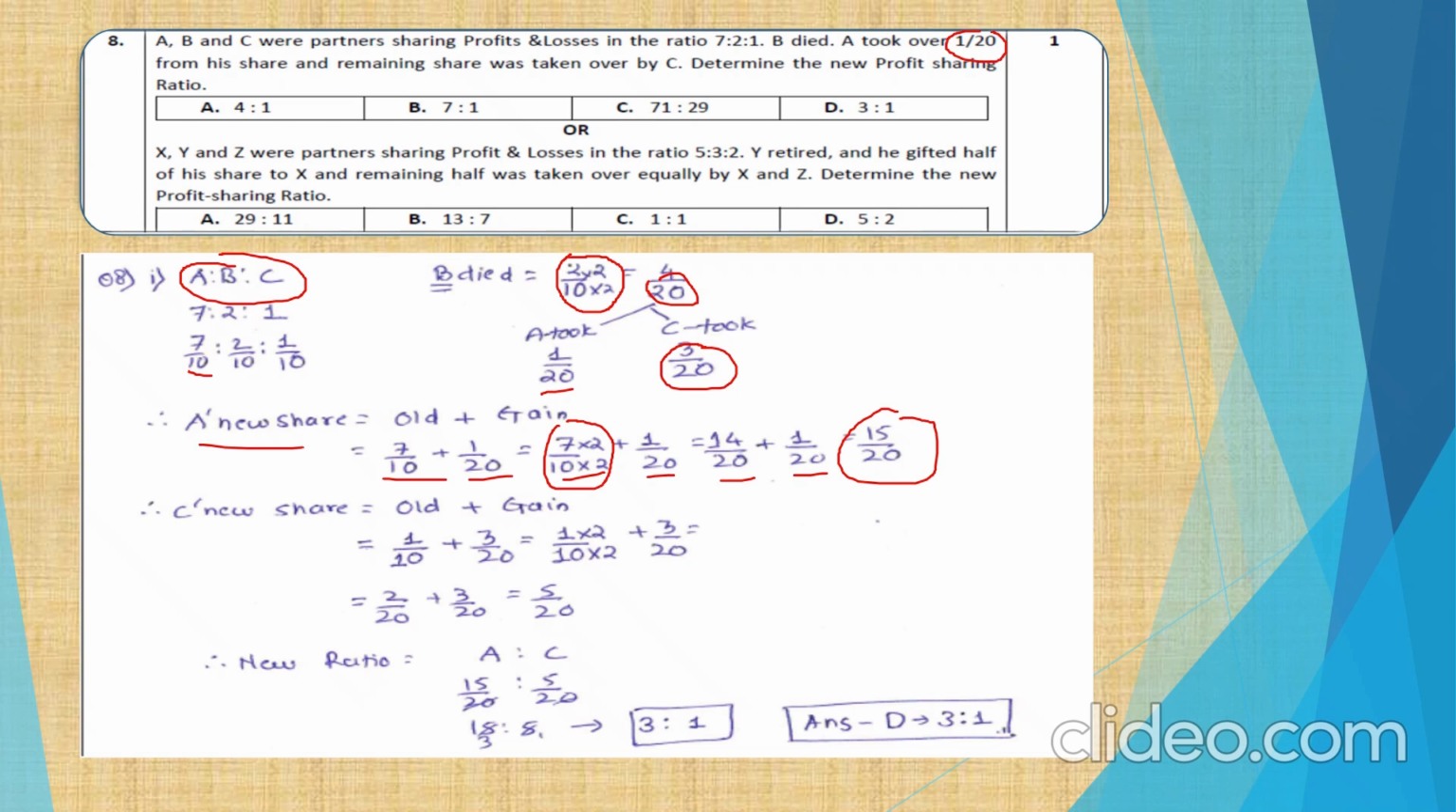Now C. If we see for C, C's old share was 1 upon 10, which I wrote here, and gain is 3 upon 20. So again, I want to make the denominator common here. So I multiplied by 2: 1 into 2 is 2 upon 20 plus 3 upon 20, which is 5 upon 20. So if I see the new ratio, this one is 15 and this one is 5. So 5 ones are 5 and 5 threes are 15. So my answer is D, 3 is to 1.